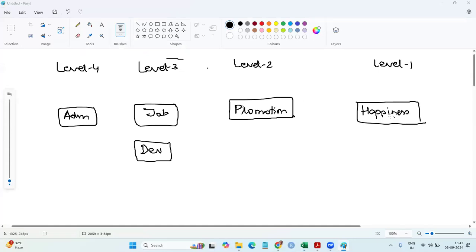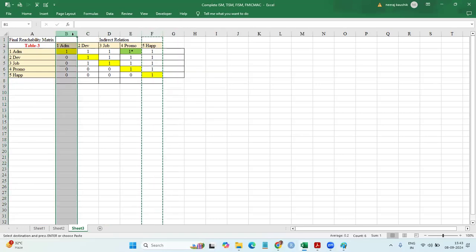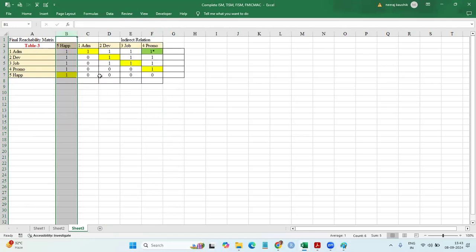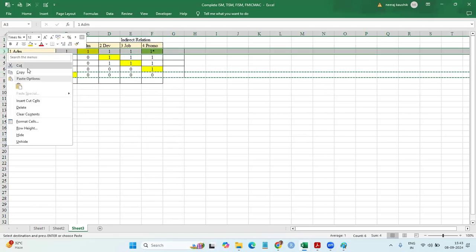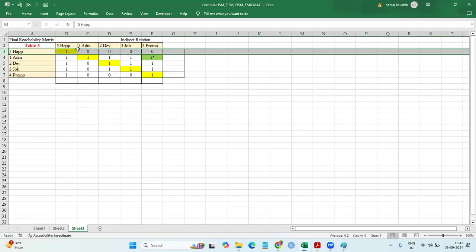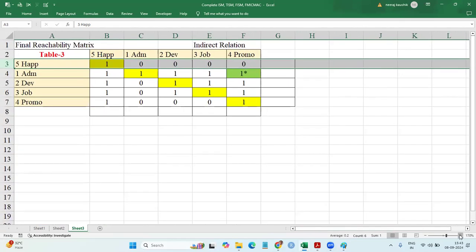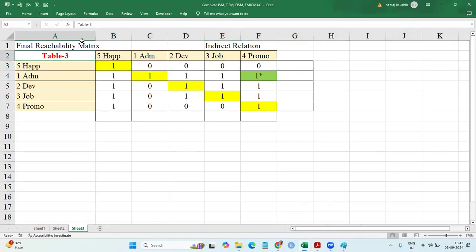First, keep happiness. Now, this happiness should be the first one. So cut happiness from here and paste it here. Insert cut cell. Likewise, take the cut happiness from here and paste it here. Insert cut cell. It means we are now making the table. This is table number 4 we have made. So this is table number 5.